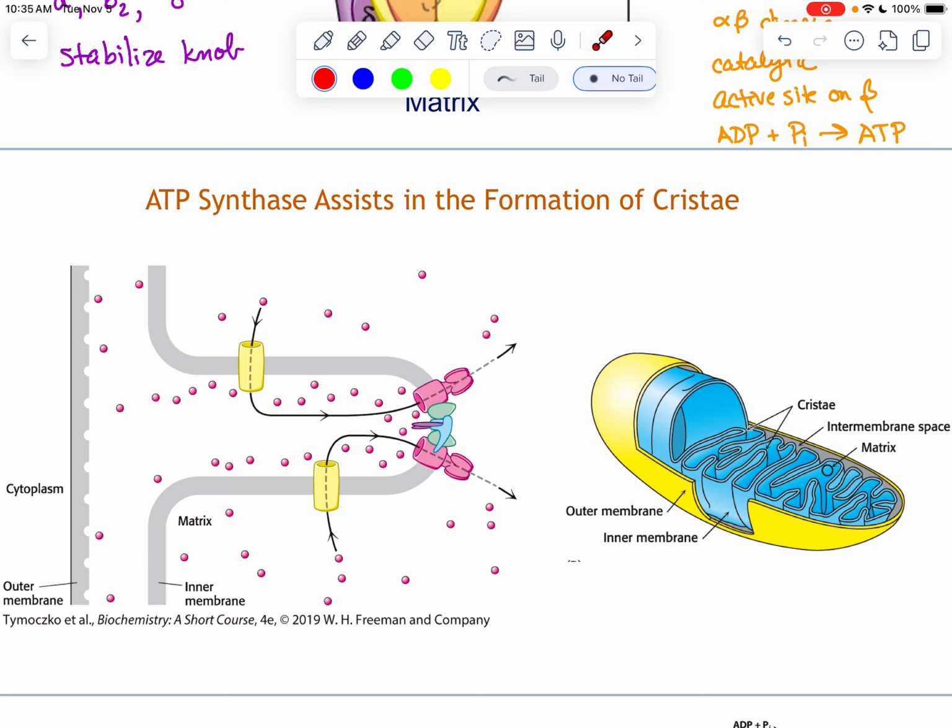So here we're showing the outer membrane. Okay, so over here, we're in the matrix. We've got our inner membrane, and not labeled, but it should be, right? This is our intermembrane space, all through here, between the outer and the inner membrane.